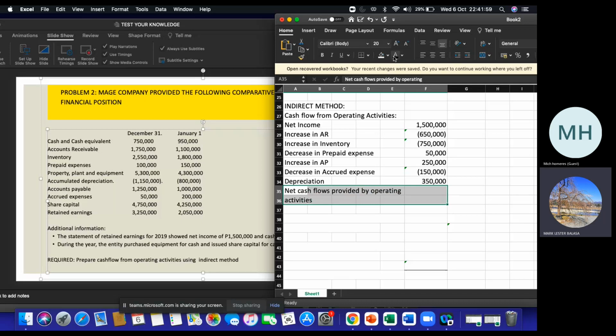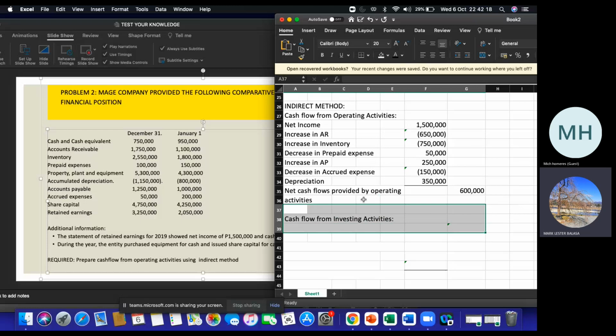So your total net cash flows from operating activities is how much? 600. Now, even though only operating activities is being asked, let's continue. We have this one. Cash flows from investing: you see your property, plant, and equipment of 1 million. Purchase of equipment, because you made a purchase.